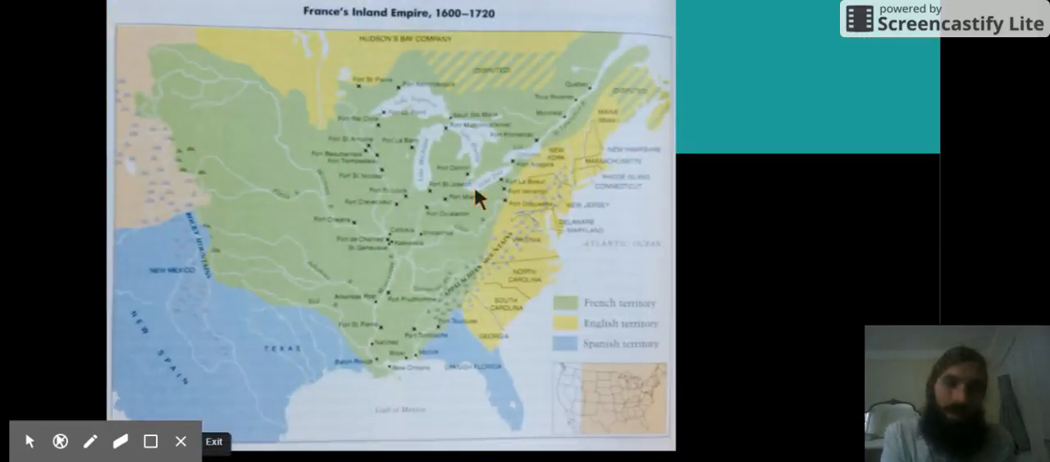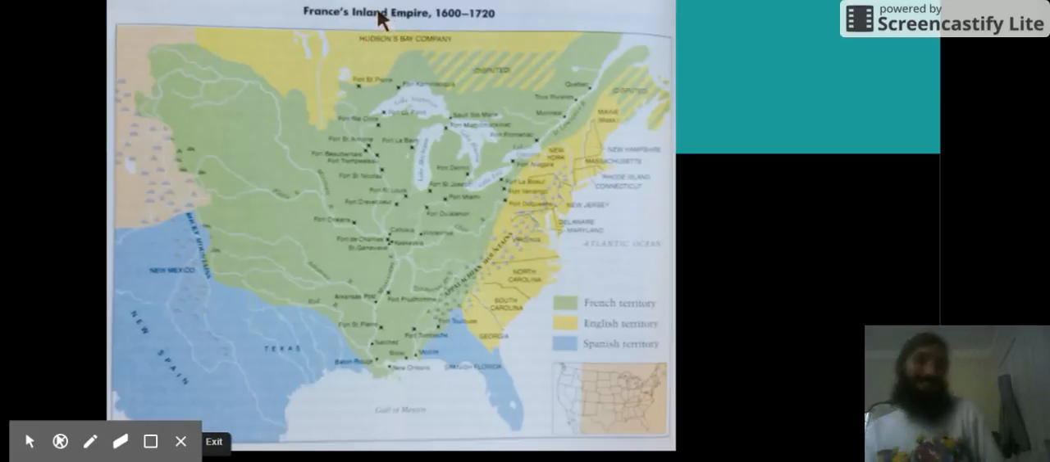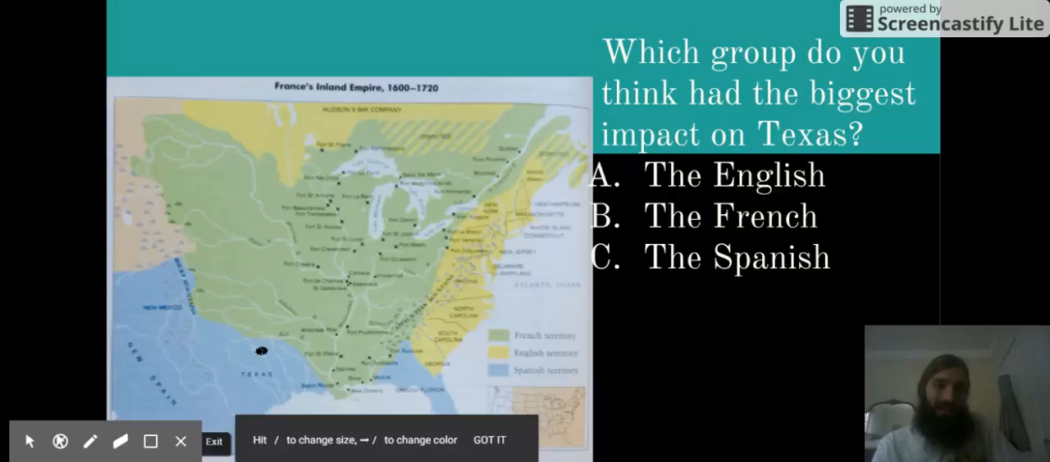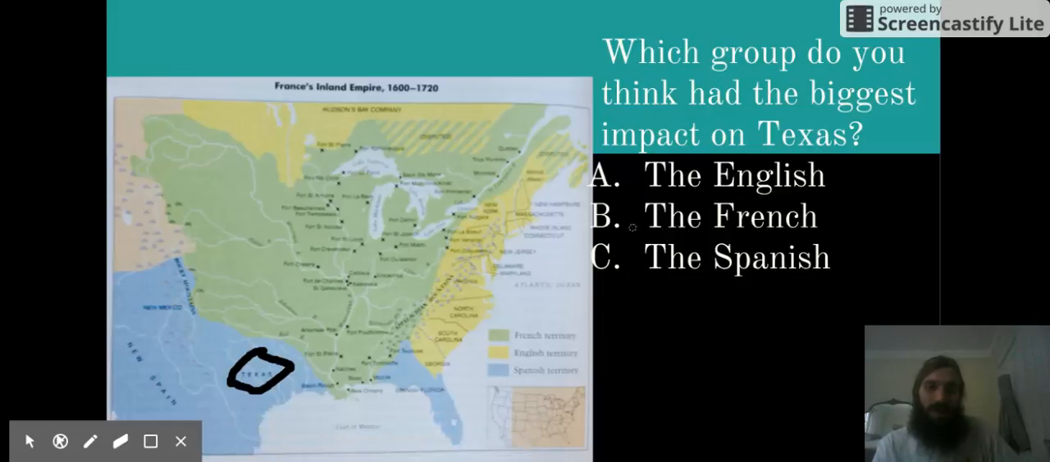Now let's look at maps. This map is titled France's Inland Empire. Not sure if I know what an inland empire is, but I'm looking at something about France. And I see that my colors show me French territory, English territory, and Spanish territory. So which country owned what? Now let's check out my question. Which group do you think had the biggest impact on Texas? Good question. I'm going to have to find Texas on my map. Texas is located here. I notice Texas is colored blue. So Texas was most influenced by the Spanish. My answer is C, the Spanish.